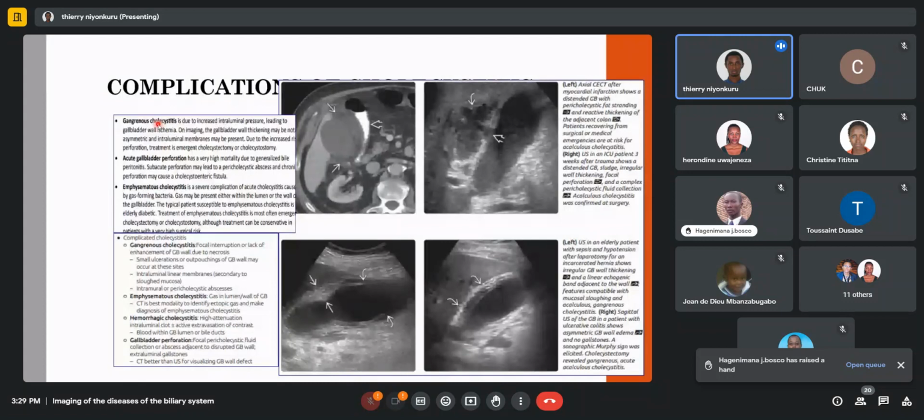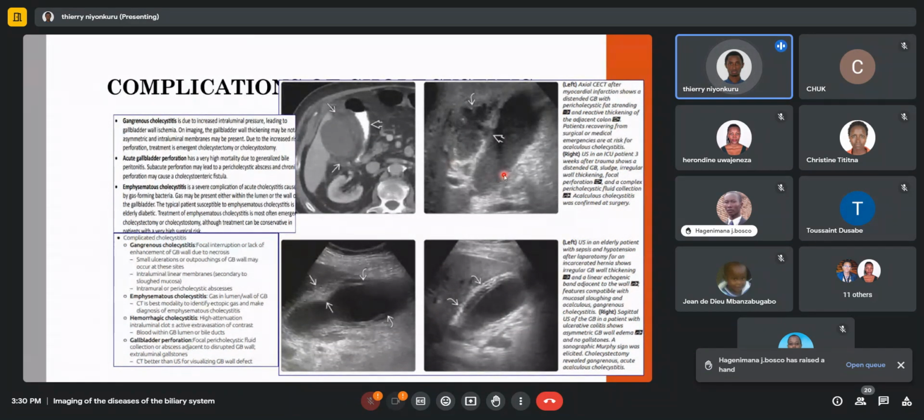So in this contrasted axial CT scan, you can visualize this distended gallbladder with pericholecystic fat stranding adjacent to the gallbladder wall. As we can see, there are no other signs. There is no echogenic material within the gallbladder lumen, so we can conclude acalculous cholecystitis.